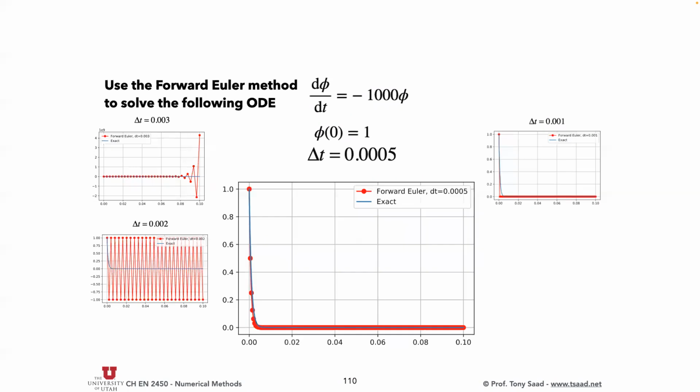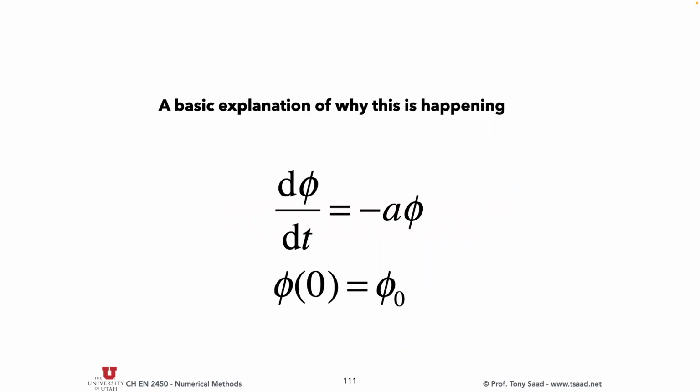So these are kind of the answers, and the smaller the time step, the more you can capture. Now I'm going to give you a basic explanation of what is going on. This is an ODE, d phi by dt equals minus a phi, like the example we gave, minus 1,000 phi, and phi at 0 is phi 0. This is the setup that I'm going to be dealing with.